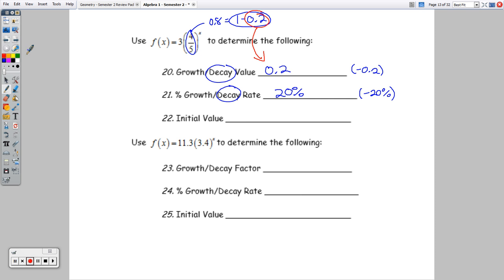And then the initial value is that one in front right here. This is always your initial value. We often refer to that as a sub 0 right there. And so this initial value would be 3.